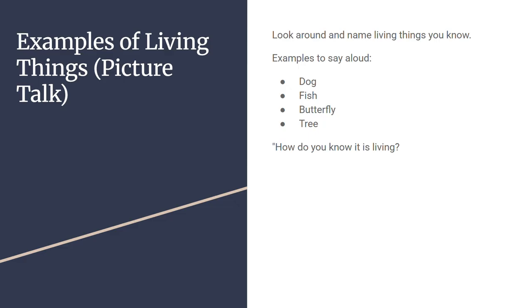So look around and give some examples of living things, like a dog. We see a dog when we go outside. We see fishes when we go to amusement parks or oceans, seas, lakes, ponds, rivers. There we can see fishes. And butterflies also we can see. Trees also we see. So all these are examples of living things.